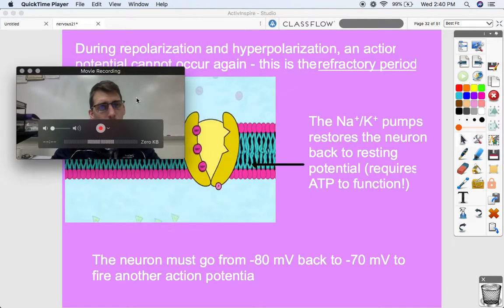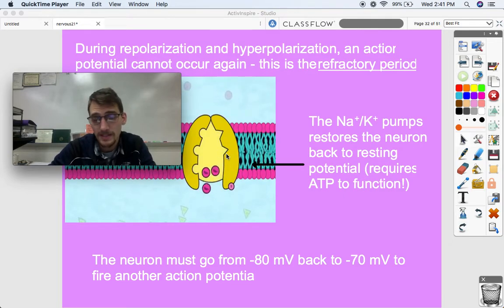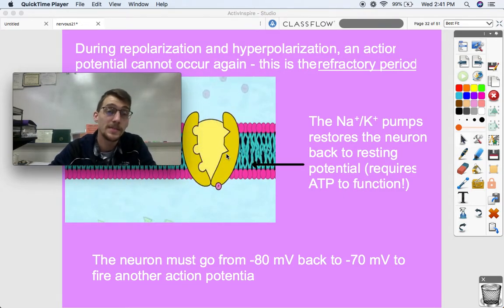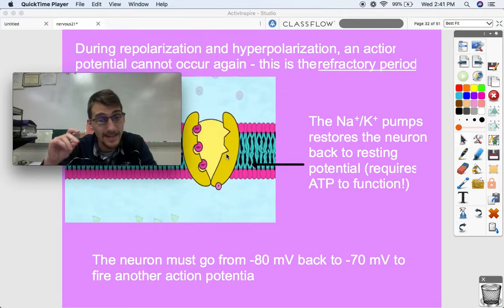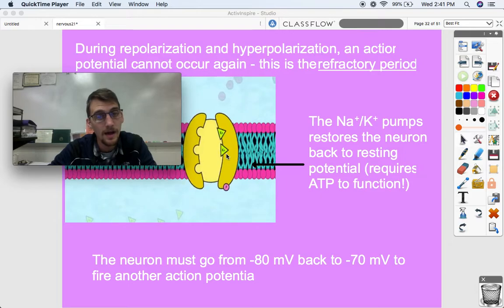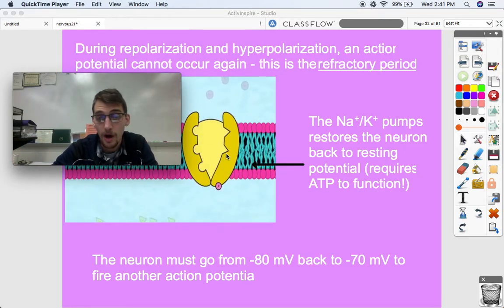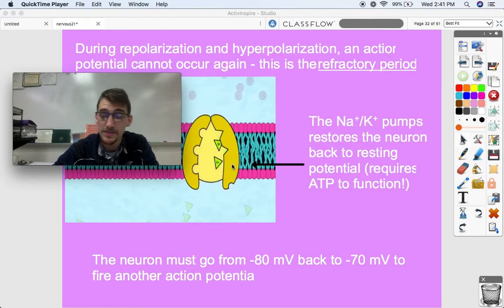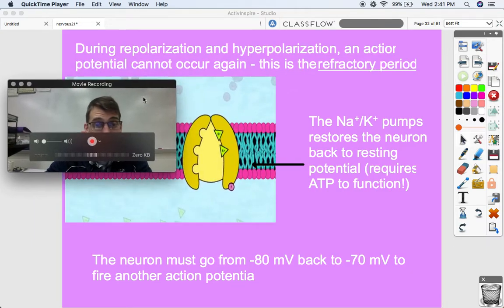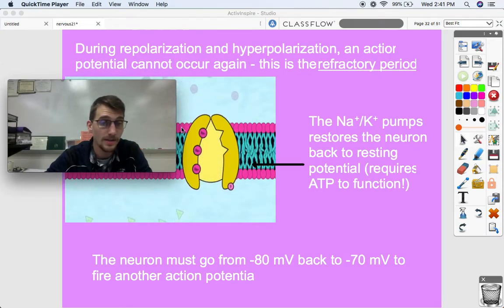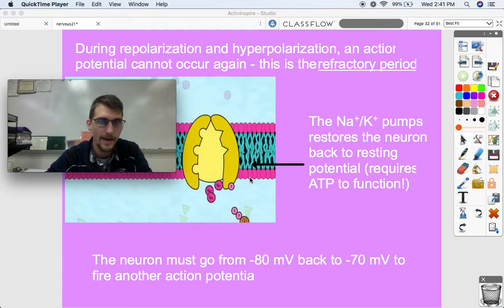Now that we're below resting potential, what has to happen in order for us to go back to resting potential? Well, our friend the sodium potassium pump comes back into the picture. We can't fire another action potential. The neuron literally cannot send another signal until it's back at resting potential. The sodium potassium pump is going to be using up a lot of ATP to try and bring us back to normal. That's why neurons and nerve cells are such huge energy hogs. They use so much ATP because they have to maintain this resting potential at all times.